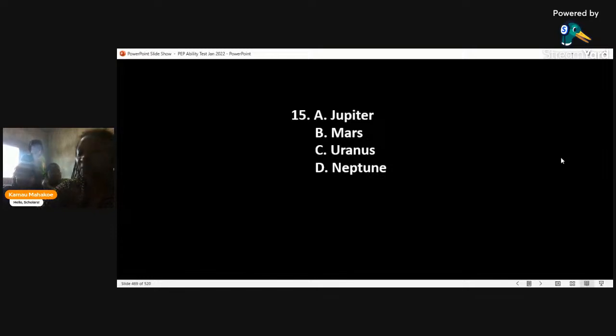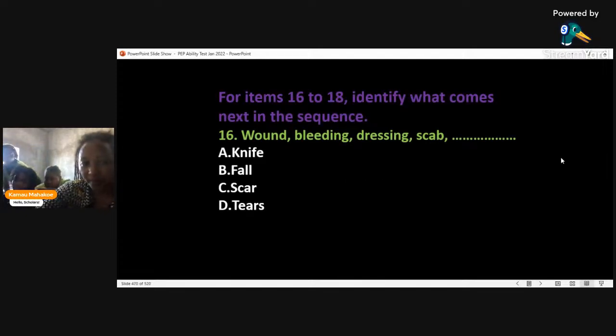So Mars is the only red planet. Mars is the only rocky planet. All the other three are gas giants. So Mercury, Venus, Earth, and Mars are the rocky planets. Jupiter, Saturn, Uranus, Neptune are the gas planets. Now I know something new.